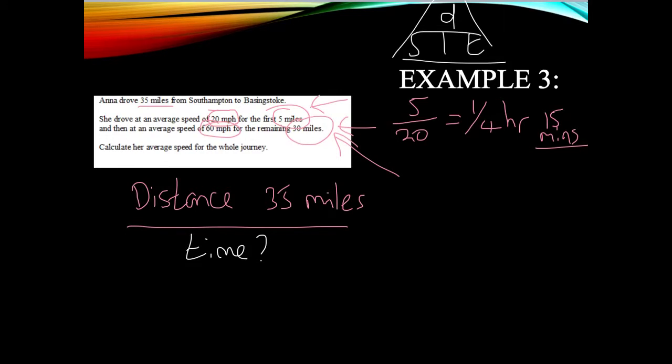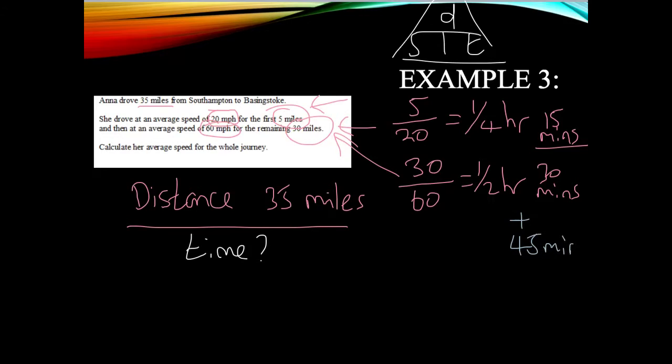For the second part, we've got that they did a speed of 60 and they travelled 30 miles. So here we've got 30 over 60, which is half. So half an hour, or if you prefer, 30 minutes. Okay, so the total journey took these two things added together. Total journey took 45 minutes, or if you prefer, 3/4 of an hour.